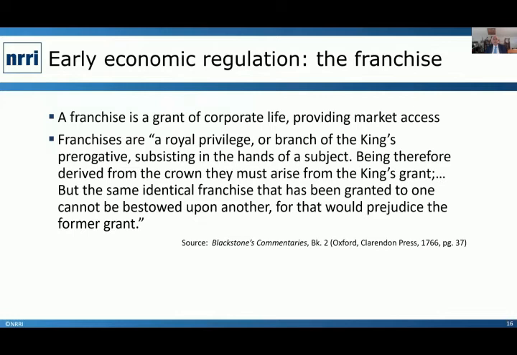Blackstone's commentaries back in 1766 described a franchise as a royal privilege or branch of the king's prerogative, subsisting in the hands of a subject, being therefore derived from the crown. They must arise from the king's grant. But the same identical franchise that has been granted to one cannot be bestowed upon another, for that would prejudice the former grant. In other words, it controls access. It provides access to the franchise, and it controls access.